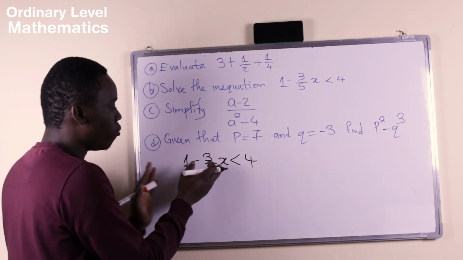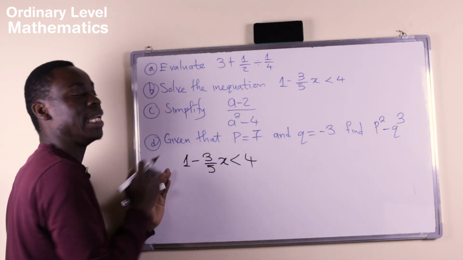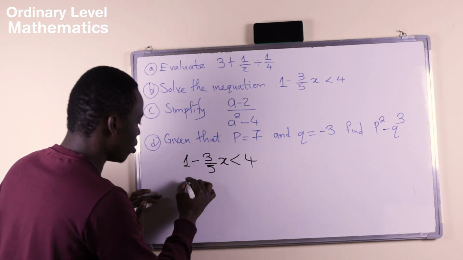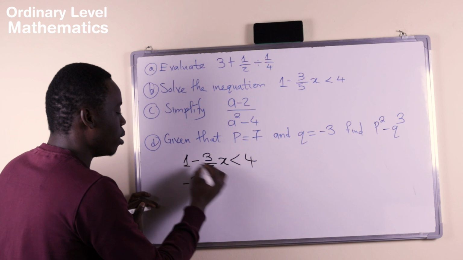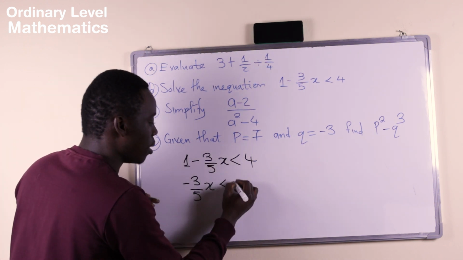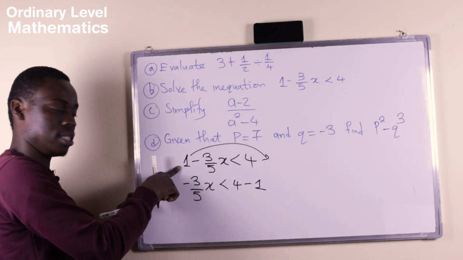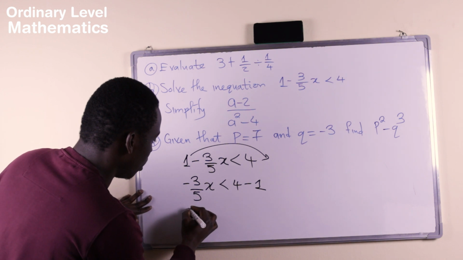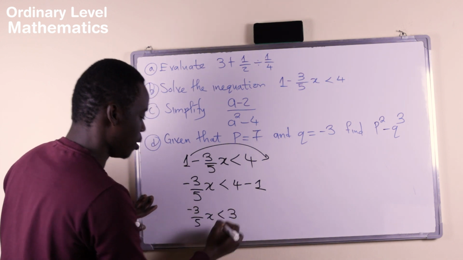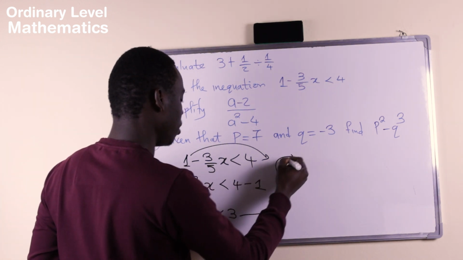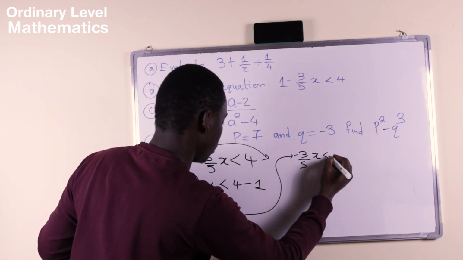Now, in our case here, we've got the variable x, so we're going to leave it alone and take 1 to the other side of the inequation sign. This is the less than sign. So this would be negative 3 over 5x. When it crosses the less than sign, it becomes negative 1 because it is positive. So this would be negative 3 over 5x less than 4 minus 1, which is 3. So I'll bring it right here. Negative 3 over 5x is less than 3.